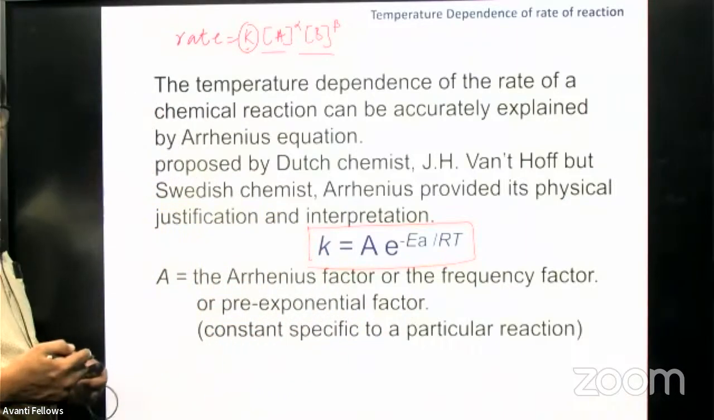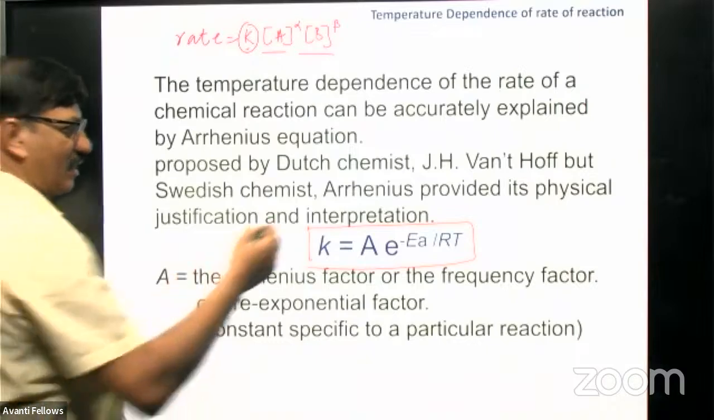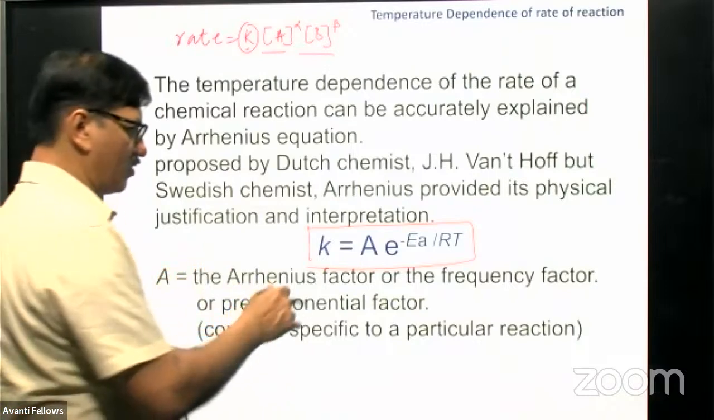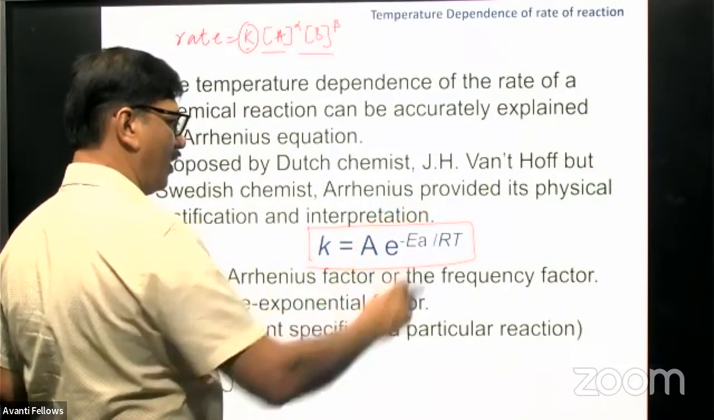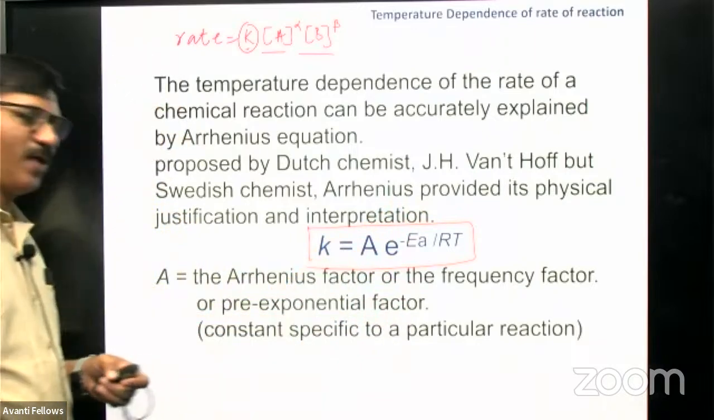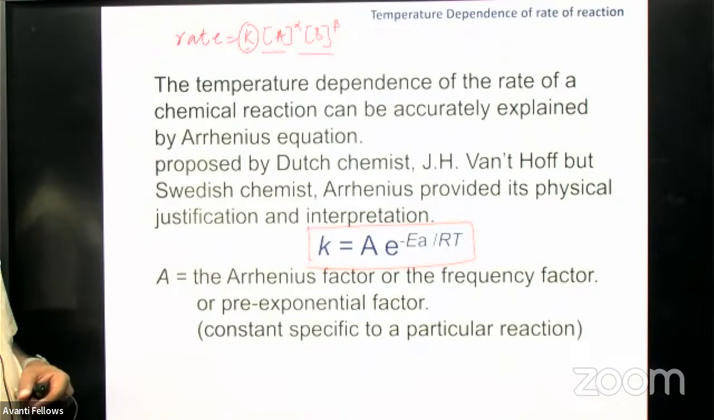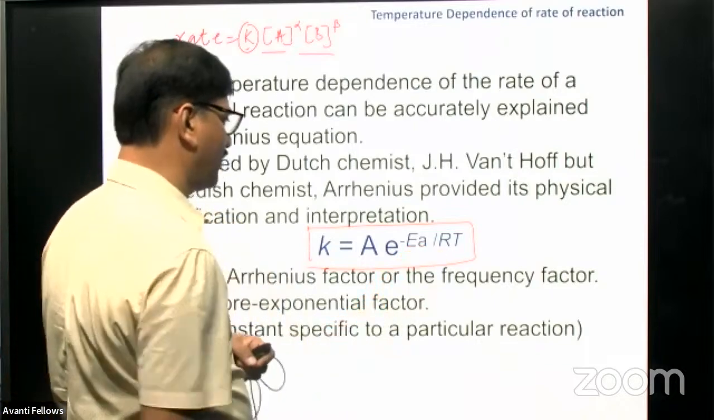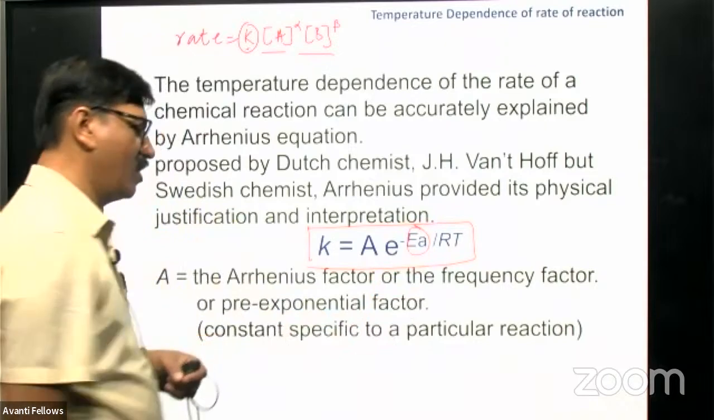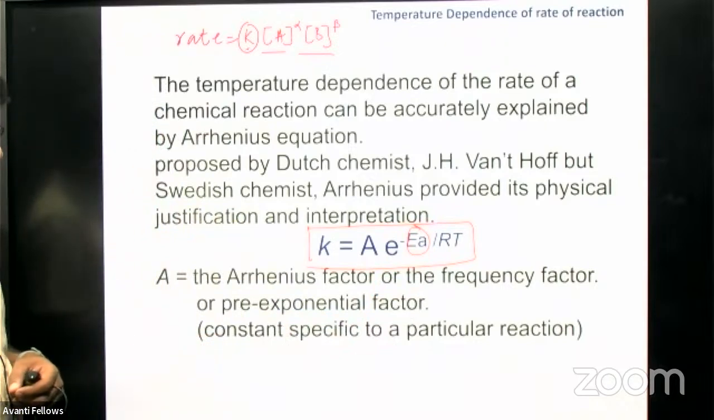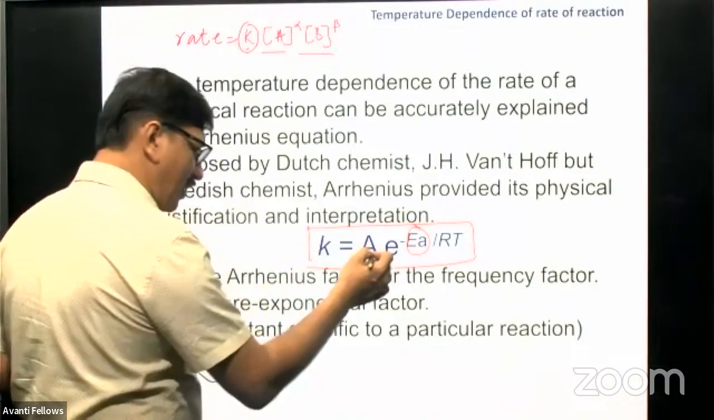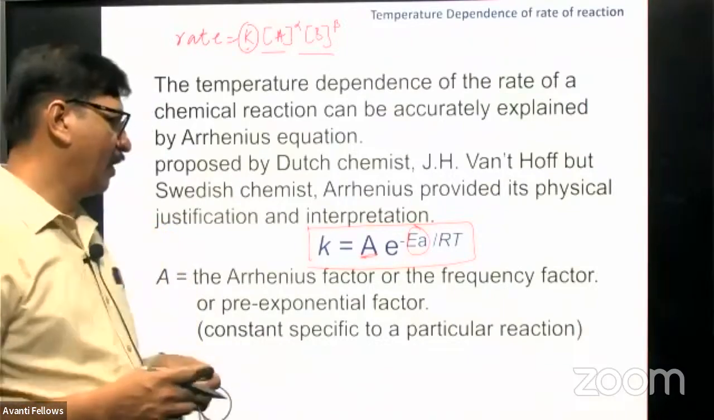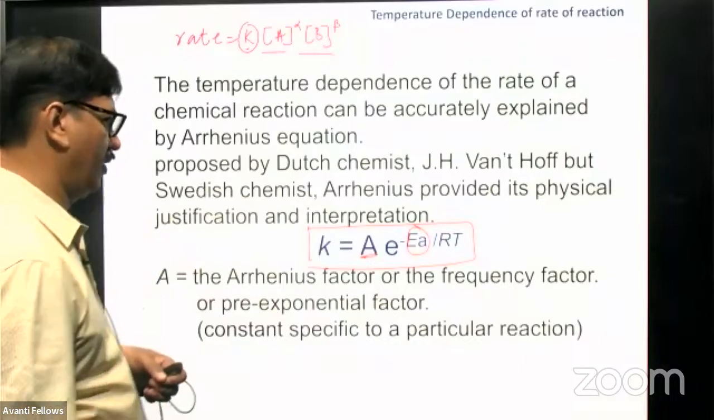With the Arrhenius equation, how the rate constant and the temperature change together can be understood. K is equal to A into e to the power minus Ea by RT, where A is called the Arrhenius factor or pre-exponential factor. Ea is called the activation energy. It is one term, not E into A; it is Ea divided by RT. Now, this Arrhenius factor depends upon the reaction. It is a characteristic of that particular reaction, a constant for the particular reaction throughout.